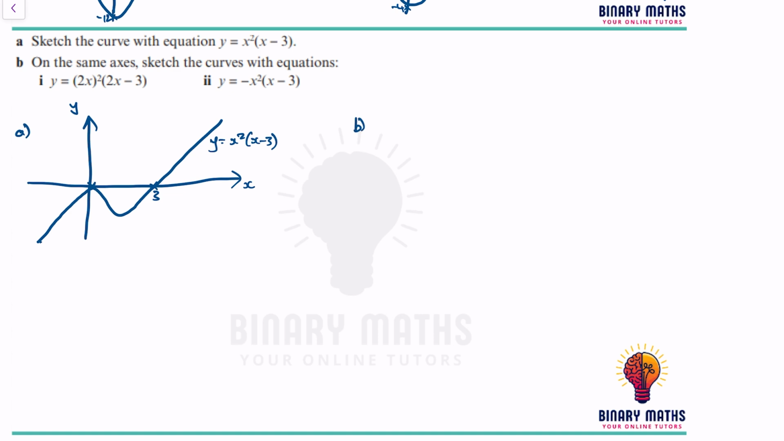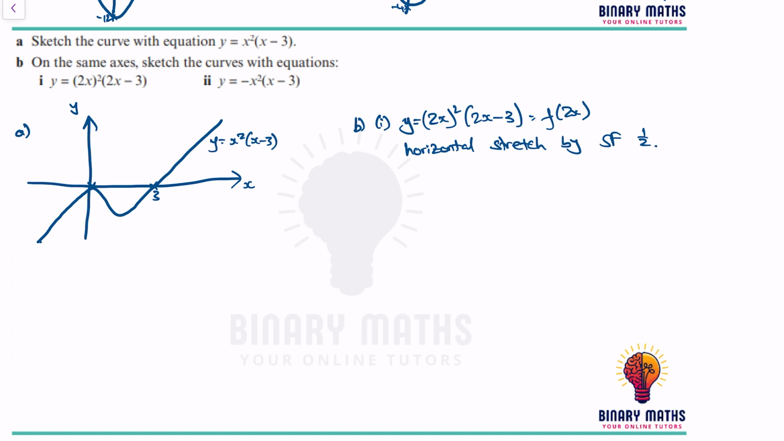Okay, B part 1. So on the same axis, sketch the curve of the equation y is equal to 2x squared times 2x minus 3. So y is equal to (2x) all squared times 2x minus 3. The same thing as replacing all the x's in the original equation by 2x. So this is just f of 2x, which is just a horizontal stretch by scale factor a half. If you've forgotten how to do this, go back to the previous lesson, transformations with stretches. Okay, which means all the roots will halve.